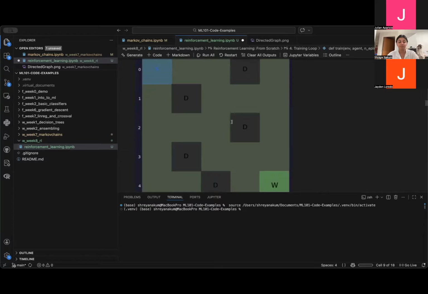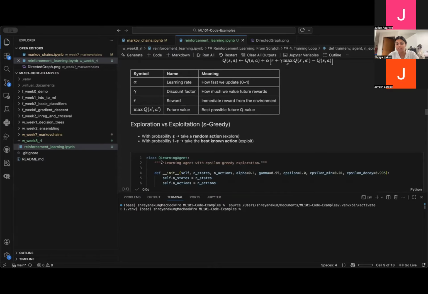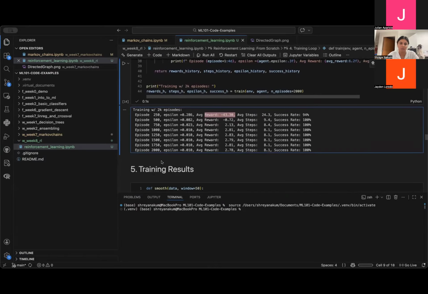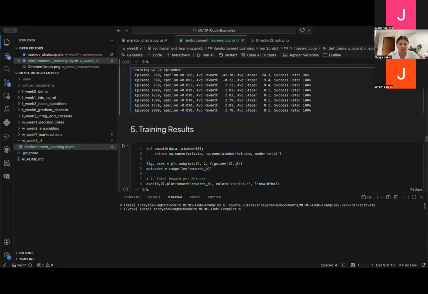In the same way, right now the agent doesn't know what it's doing. It is just wandering around. It is not going to have a very high reward. But over time, it gets better and better. The reward starts increasing, the number of steps starts decreasing, and it becomes more successful.